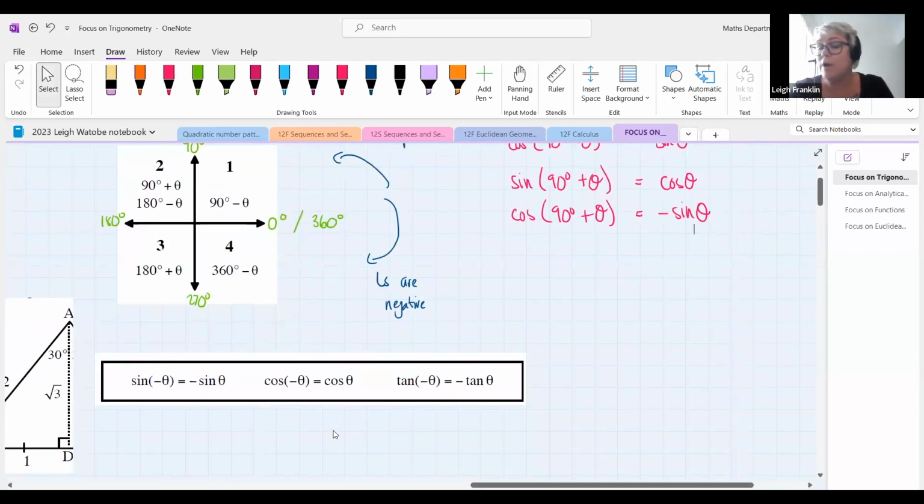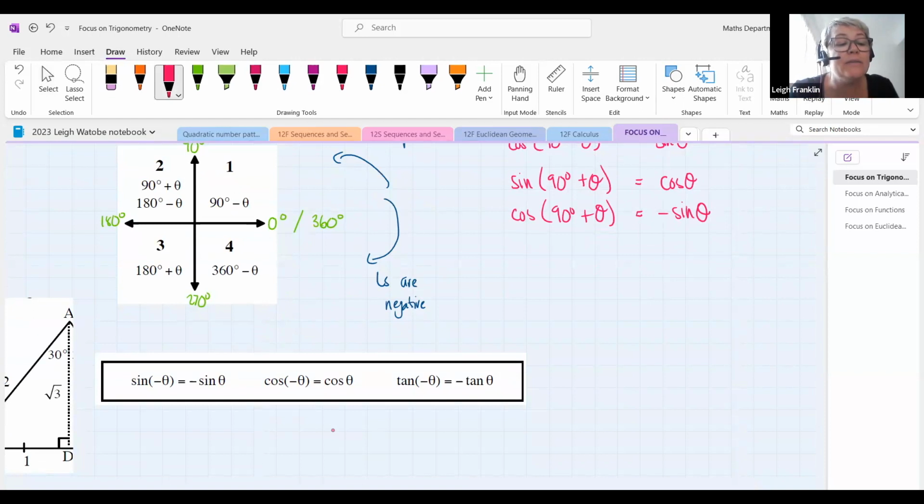Talking about negative angles, just very quickly. Negative angles like sine minus theta, here are negative angles over there. We treat this like we are in the fourth quadrant. So in other words, I haven't gone past 270, so I'm sitting here in the fourth quadrant. Y is negative in the fourth quadrant.